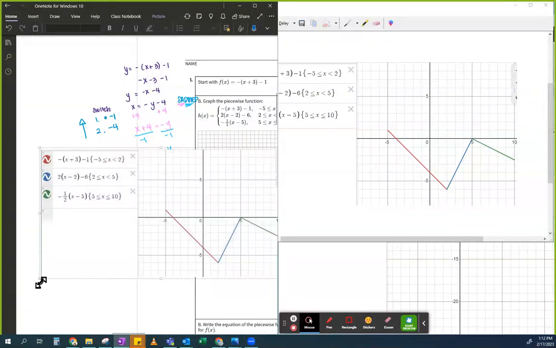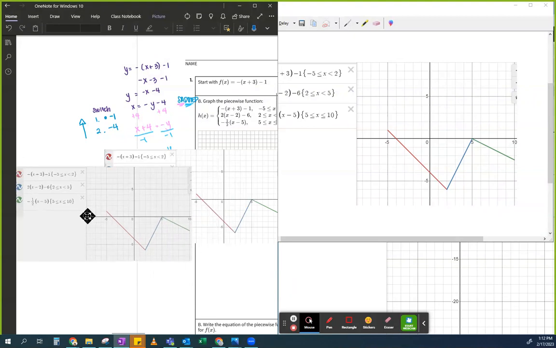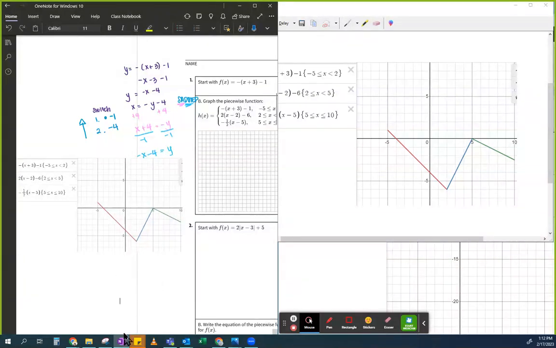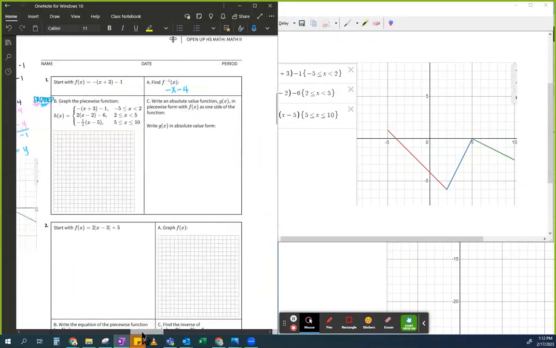All right, so let me fix this and then move it over so that way you guys can have reference to it when you're studying. Okay, this next part, it says write an absolute value function for g of x in piecewise form with f of x as one side of the function.